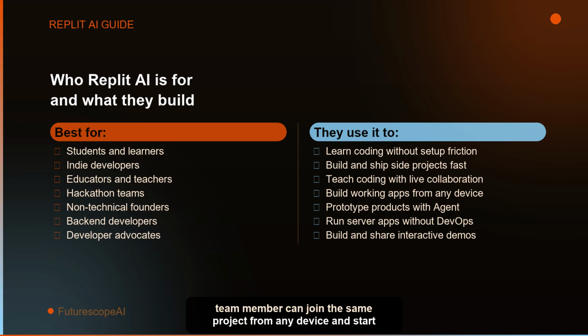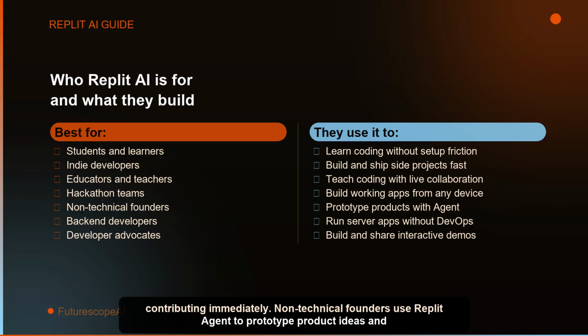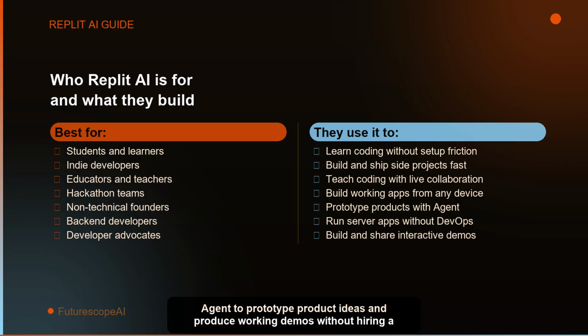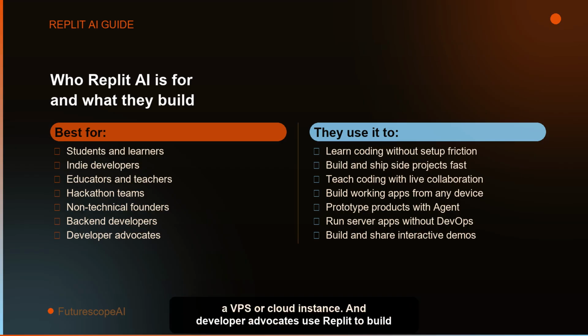Hackathon teams use Replit because every team member can join the same project from any device and start contributing immediately. Non-technical founders use Replit Agent to prototype product ideas and produce working demos without hiring a developer for the initial build. Backend developers use Replit's always-on deployments to run small server applications without managing a VPS or cloud instance. And developer advocates use Replit to build interactive code demos that anyone can fork, run, and experiment with in the browser.